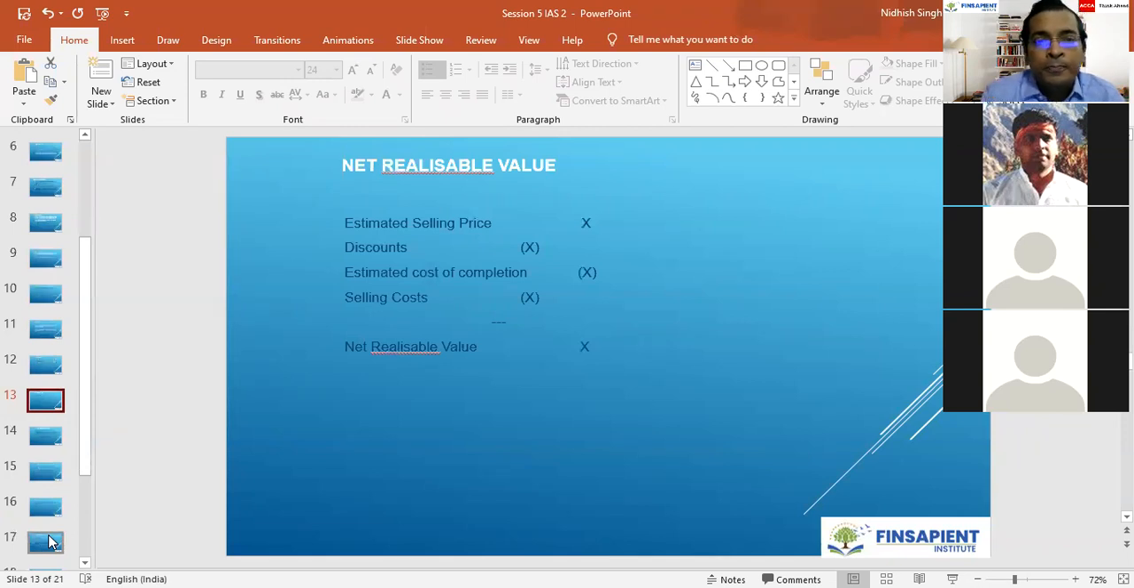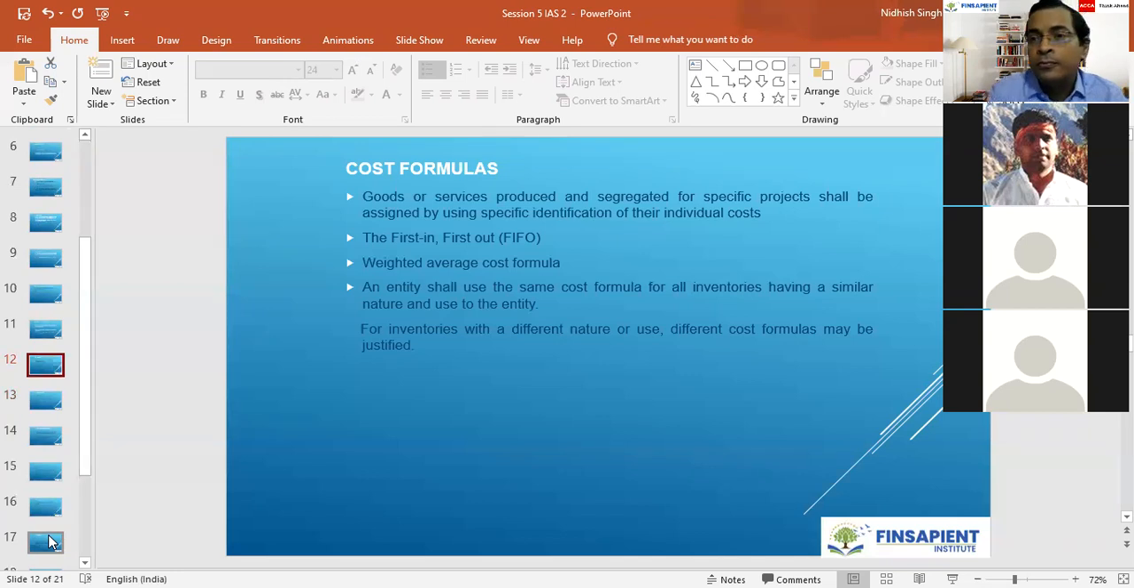Yeah, Nidhi, I have one doubt here on slide number 12. I just wanted to understand LIFO, FIFO, and weighted average. These are the inventory methods, right? So from this costing method only we are segregating all the inventories. So what is basically the difference between these and specific identification?